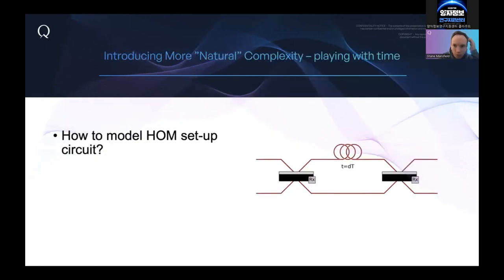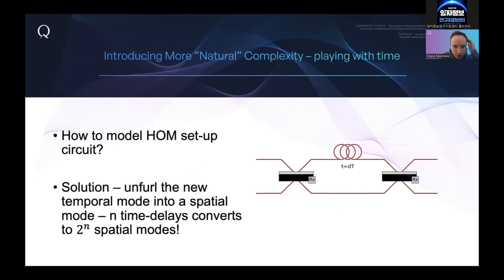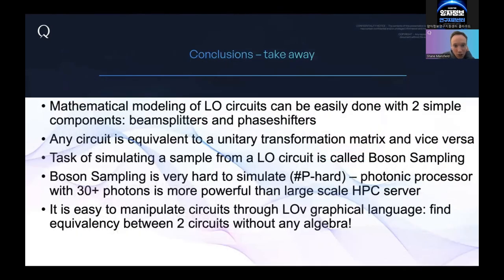There's another point, that we could introduce time, and this is something that I'm going to leave to you to think about. It's how you do a Hong-Ou-Mandel type setup with a time delay, which we've talked about during the presentation. And so I'll finish on the conclusion slides.